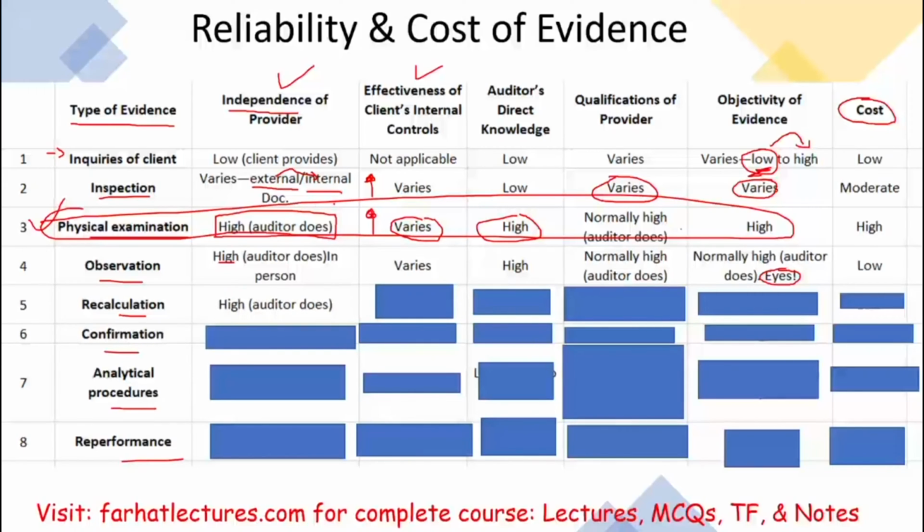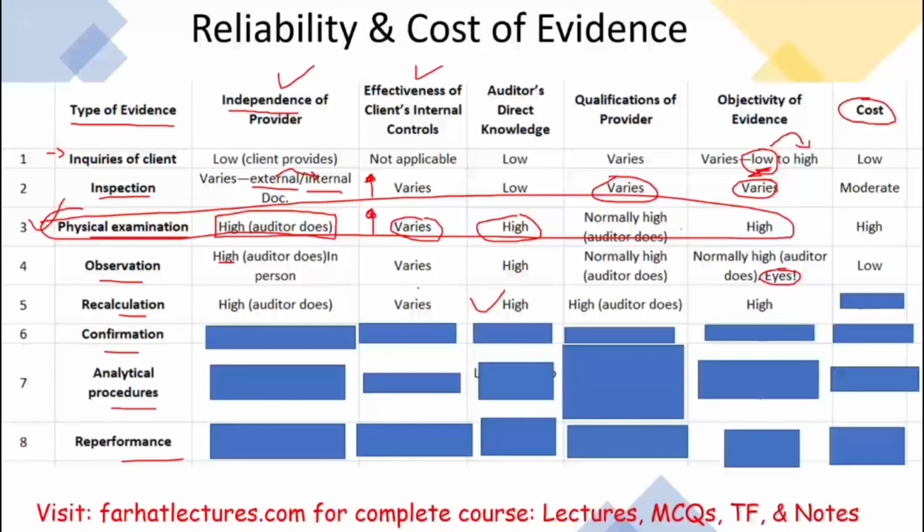Well, internal control, it all depends. If the internal control is good, then your recalculation is better because you are relying on good numbers. Auditor's direct knowledge is good. You are performing the recalculation. Qualification of the provider, you are performing it. It's high. Objectivity of evidence is high, again, assuming the numbers are good from the internal control. So notice, recalculation is high on independence of provider, high on direct knowledge, high on the qualification of the provider, and high on objectivity. We just want to make sure internal control is good. And the cost is low. Performing recalculation could be done in Excel or other software.